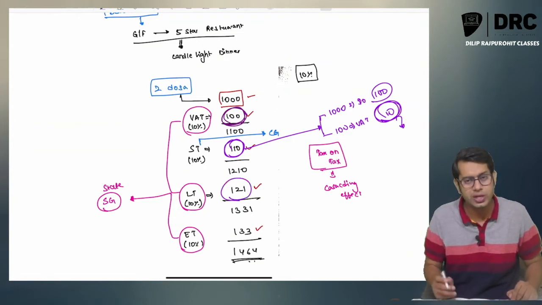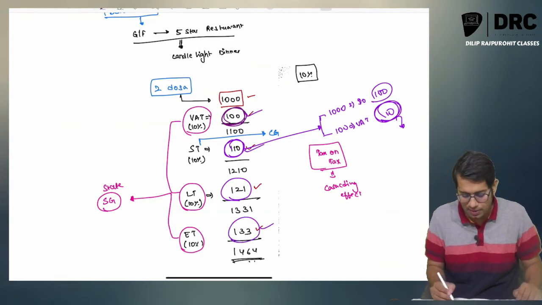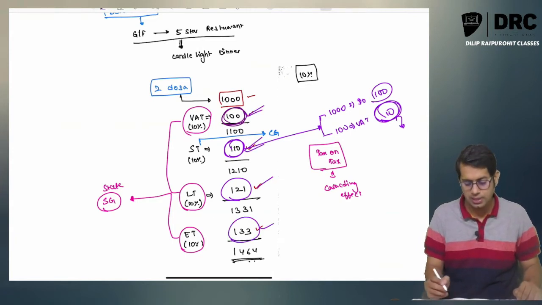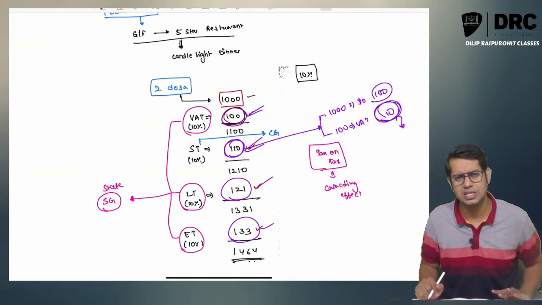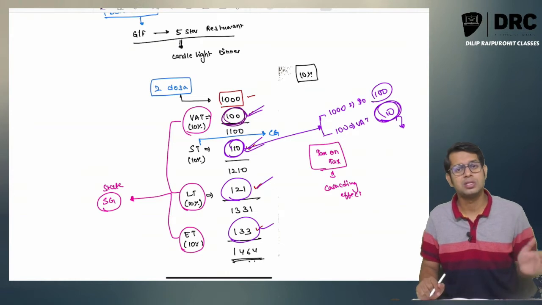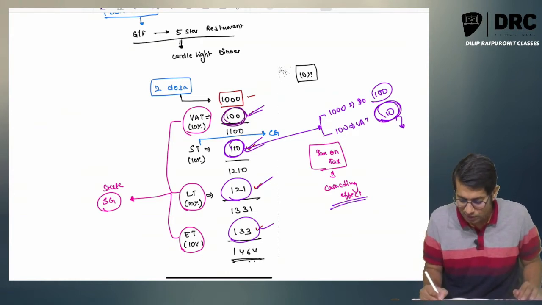Similarly, luxury tax is also collected on VAT as well as service tax. Similarly, entertainment tax is collected on VAT, service tax, luxury tax, etc. all together. So what was happening before the GST law came into existence? There was tax on tax. There was a cascading effect.